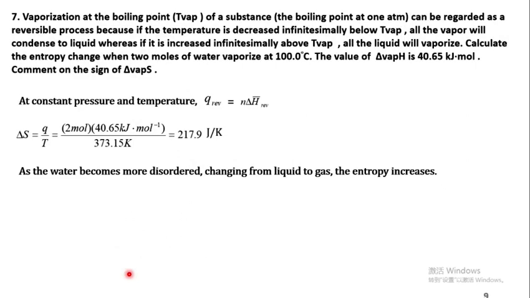Okay, for the second question, this question is very simple, because in this process it is a constant pressure and temperature. So the heat in this process equals this one, n multiplied by delta H. The delta H is the enthalpy of vaporization, the evaporation process of the water, of this liquid. So we have delta S equals Q over T equals this.